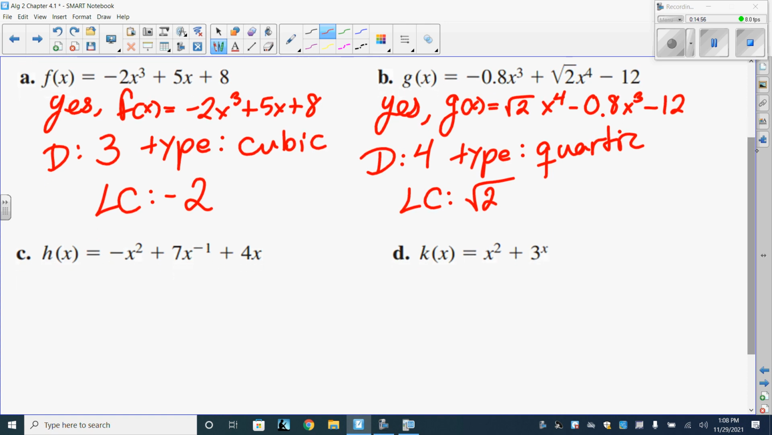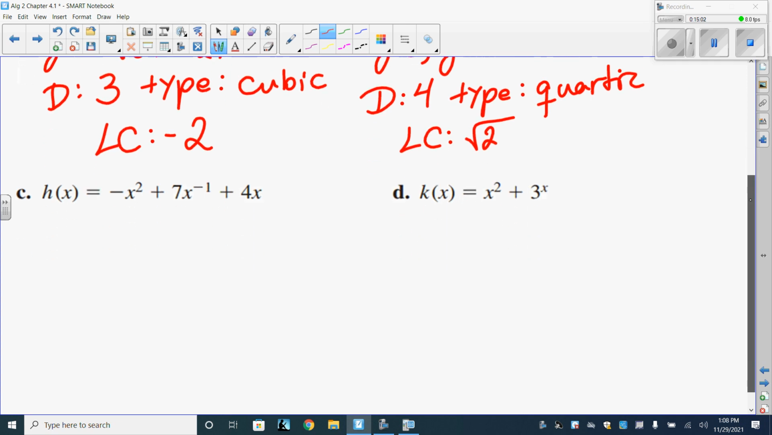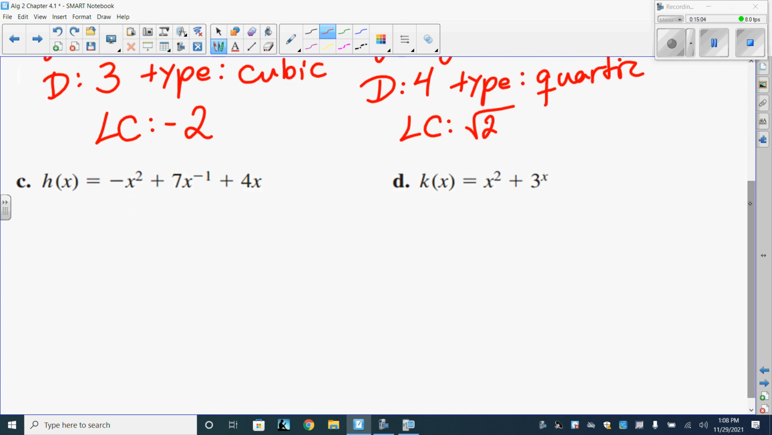Any questions on A or B? Okay, let's look at C. Is it a polynomial function? Why not? Because we have x to the negative 1 here, this would not be a polynomial function.